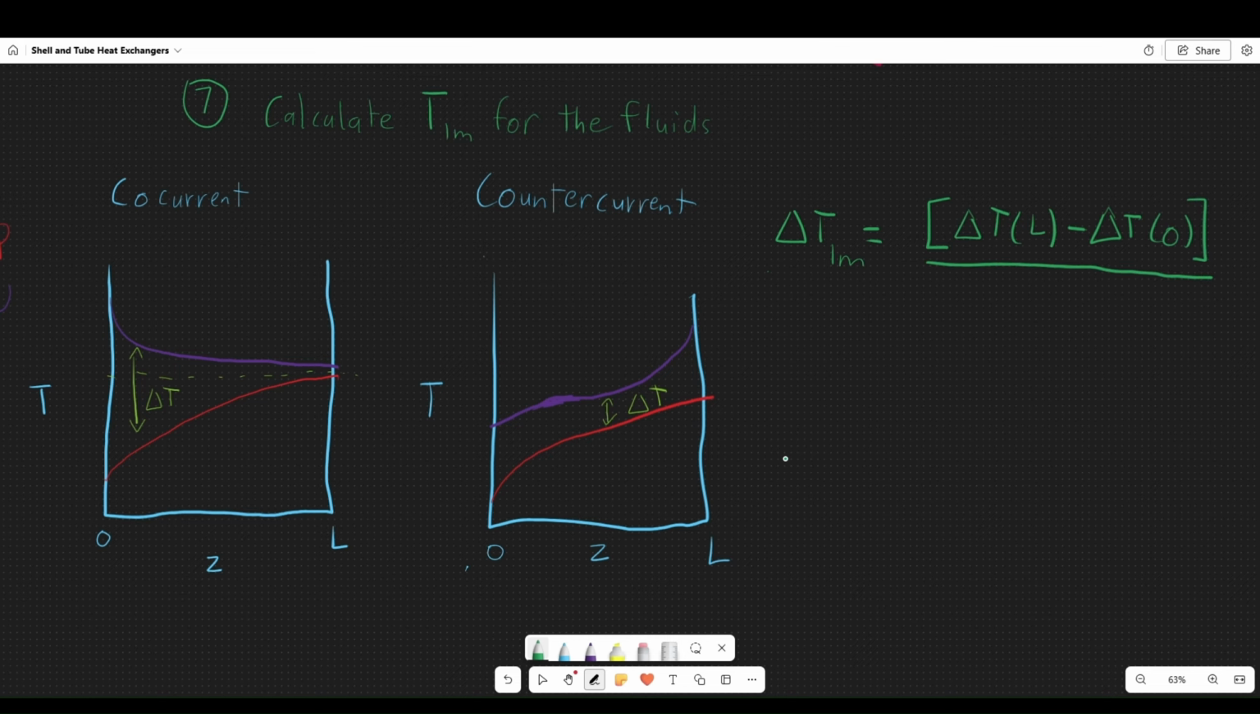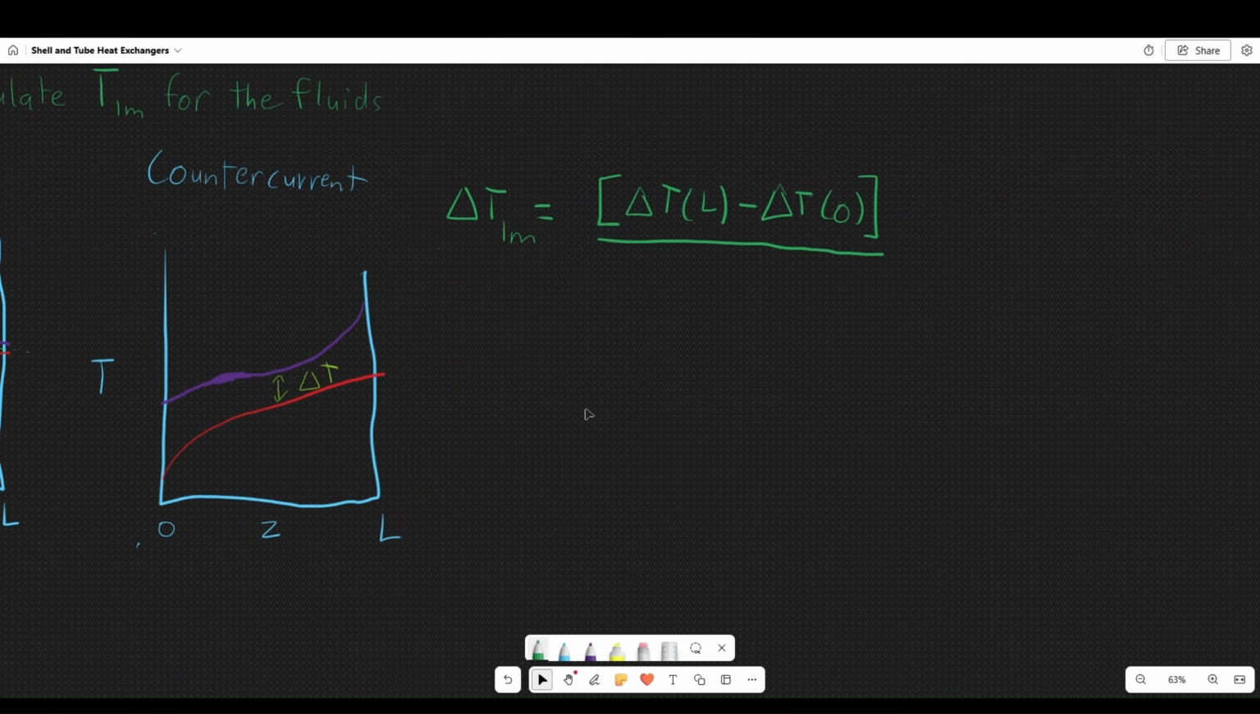All of that divided by the ln, so the natural log of delta T at the end divided by delta T at 0. And the good thing about this equation is that this applies for co-current and countercurrent flow. It doesn't matter what type of flow you have going on, this equation will stand for all of that. Okay, perfect. So we can calculate the delta T LM for that.